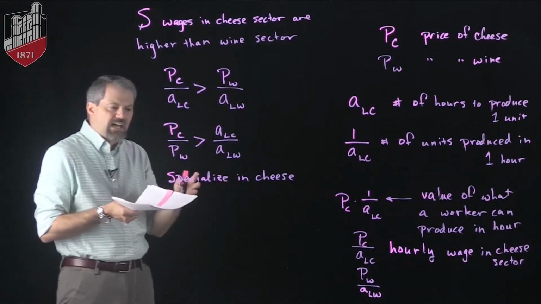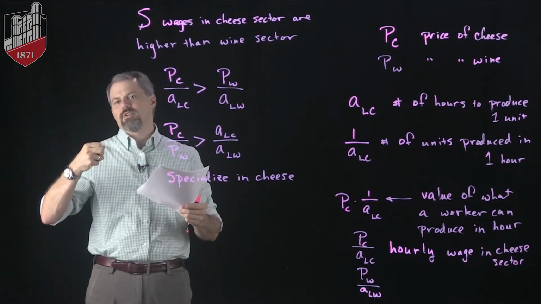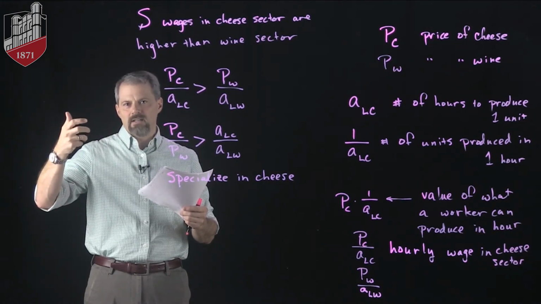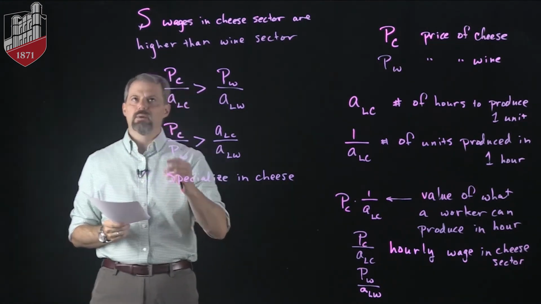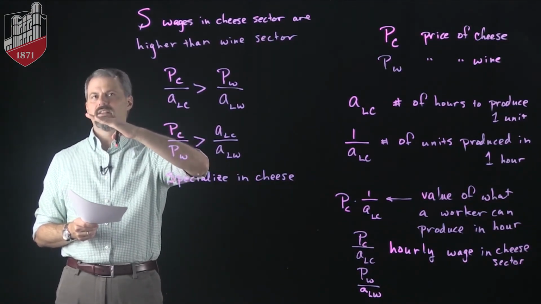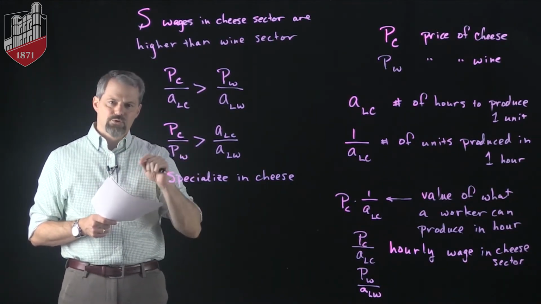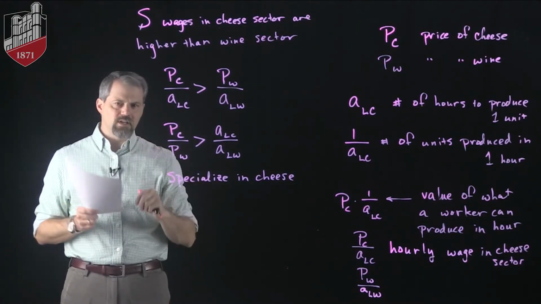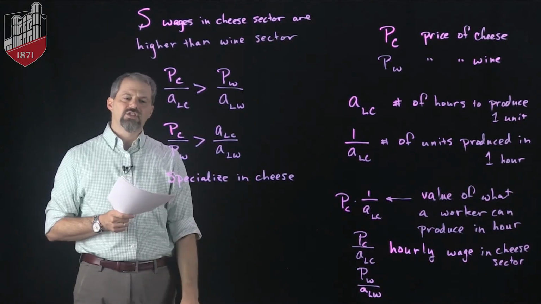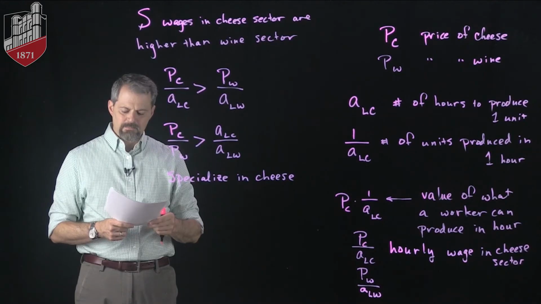The other side of that coin is if the relative price of wine is higher than the opportunity cost of producing wine, then the economy will specialize in wine. And we didn't draw that picture. That would be a picture where the ISO value line has a smaller slope than the opportunity cost of producing cheese. So we could go through that, and we will in a later example, but you're going to specialize in cheese if the relative price of cheese is higher than the opportunity cost of producing it.